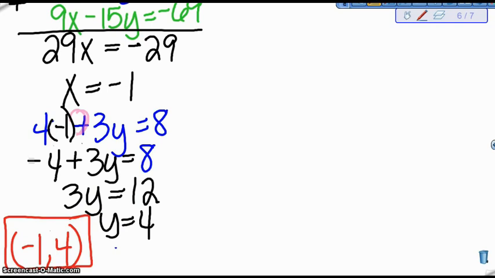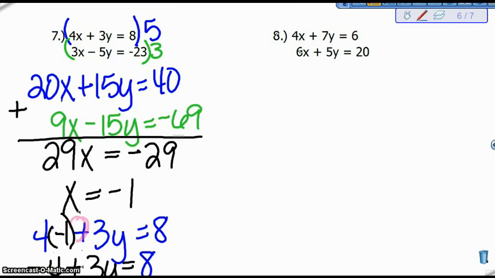Alright, so moving on to the very last example that you're going to do. It's similar to number 7 because our coefficients, none are the same. But it's different because all of the coefficients are positive. So at this point, we're left with no choice other than to multiply one of them by a negative. I'm going to choose to eliminate the x's just because they're at the front. You could choose to eliminate the y's.